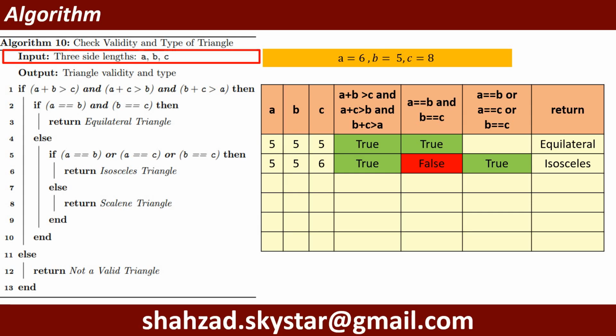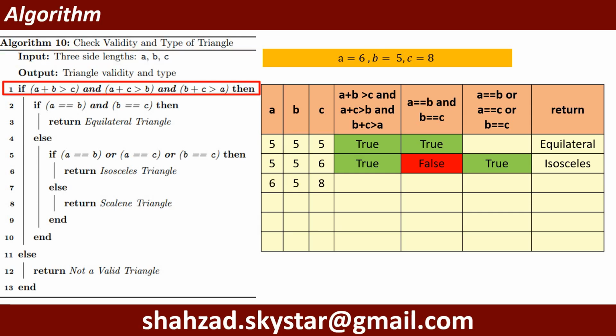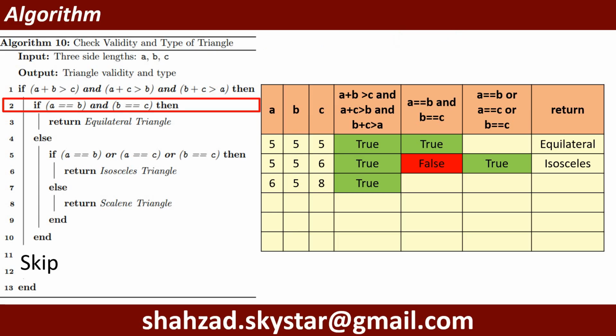Then we are checking the third condition. If a equal to 6, b equal to 5, and c equal to 8, then it will move to check 11 greater than 8, and 14 greater than 5, and 13 greater than 6. 11 greater than 8 is true, 14 greater than 5 is true, 13 greater than 6 is also true, and then the overall result will be true. Then line number 11 and 12 will be ignored. Then it will move to line number 2.